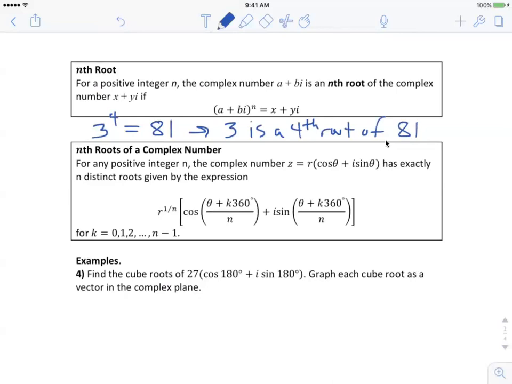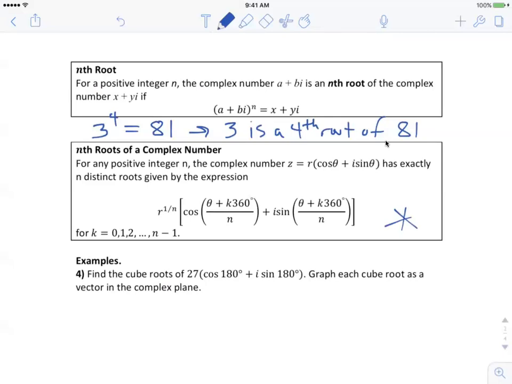Now it turns out if you're dealing with the complex number system, there's always the same number of roots as the root you're talking about, right? So if we're talking about find all the 4th roots of 81, there should be 4 of them if you include complex numbers. So I know 3 is one, negative 3 is one, because negative 3 to the 4th power is 81. And there's a couple of complex ones that I don't really know what they are, but there's a formula for it, which is a manipulation of de Moivre's theorem, which is right here, okay?